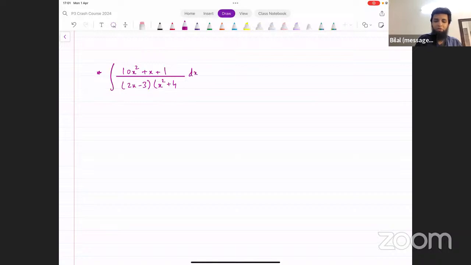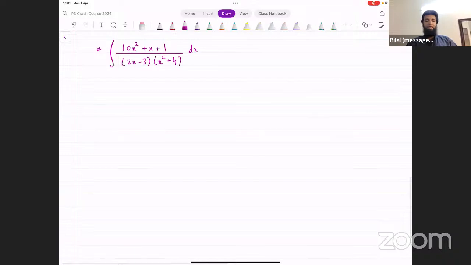Okay, so now let me know how we should start. How do we integrate this fraction? 10x squared plus x plus 1 divided by 2x minus 3 into x squared plus 4. We want to integrate this fraction. Sir, we can factorize the numerator to see if there's any cancellation possible. Okay, that could be one idea, but can we factorize the numerator? We can't. So we could solve the denominator and see.